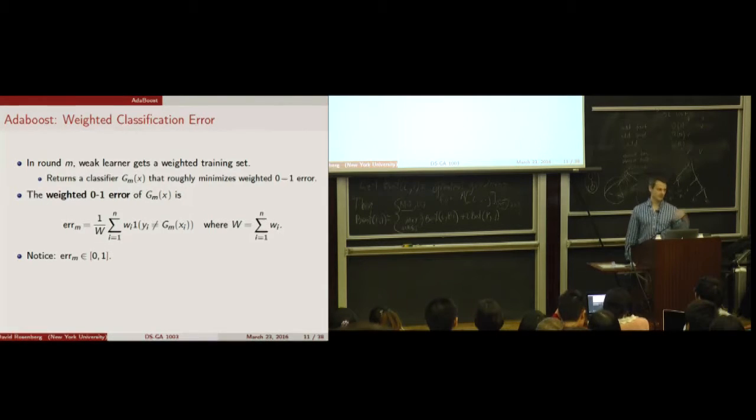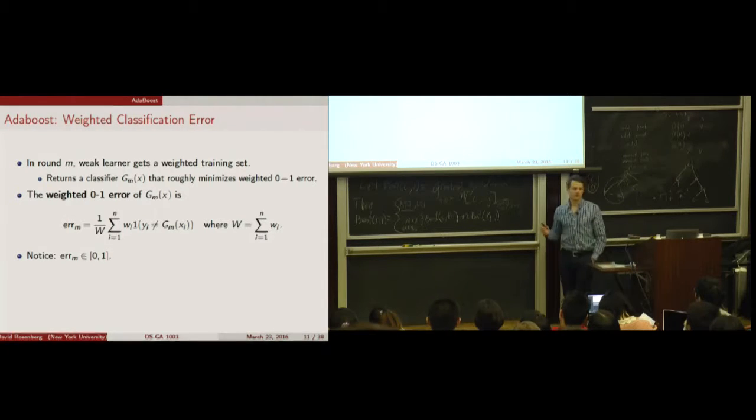So if we were really trying hard to get example I correct, the weight was really high. Why would it be high? Because we kept getting it wrong in the earlier rounds. So if we were really trying to get the ith example correct, and nevertheless we got it wrong, we're going to count that higher in our error. It's a weighted error. Good. So ERRM, we'll call it the error of the mth round, error sub m, that's going to characterize how well our mth classifier did on this weighted training set.